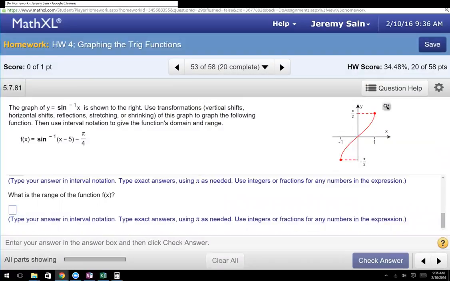And then the range is y. The range went from minus pi over 2 to pi over 2. If I shift it down pi over 4, where do I wind up?